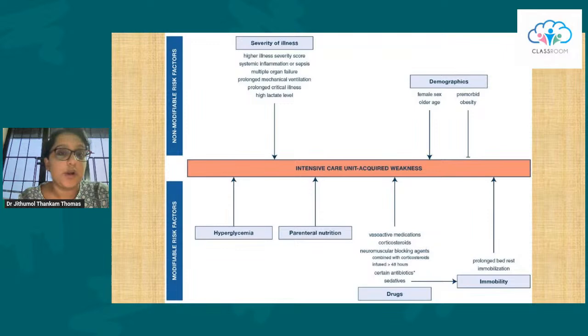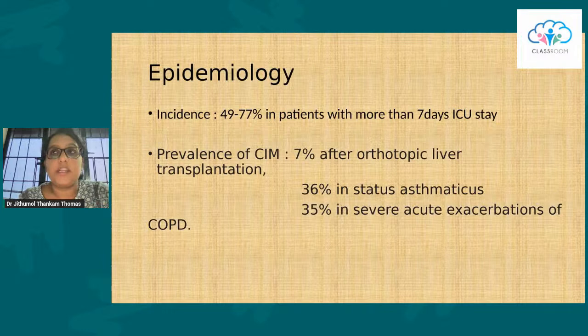The incidence of ICU acquired weakness varies from around 49 to 77% in patients with more than 7 days of ICU stay. And the prevalence of CIM, critical illness myopathy, after orthotopic liver transplantation has been reported as 7%, and 36% and 35% in status asthmaticus and severe exacerbations of COPD. The likely cause, they say, is that higher doses of steroids are used post-transplant and in patients with severe asthma and severe exacerbations, and that has been attributed to why these patients are at higher risk for developing ICU acquired weakness.